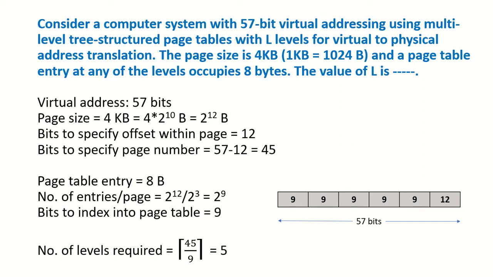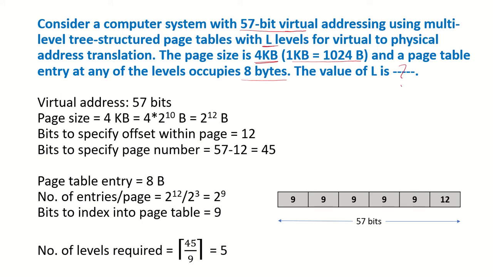Consider a computer system with 57-bit virtual addressing using multi-level tree-structured page table with L levels for virtual to physical address translation. The page size is 4 kilobytes, and we know that 1 kilobyte is equal to 1024 bytes, and a page table entry at any of the levels occupies 8 bytes. The value of L is what?